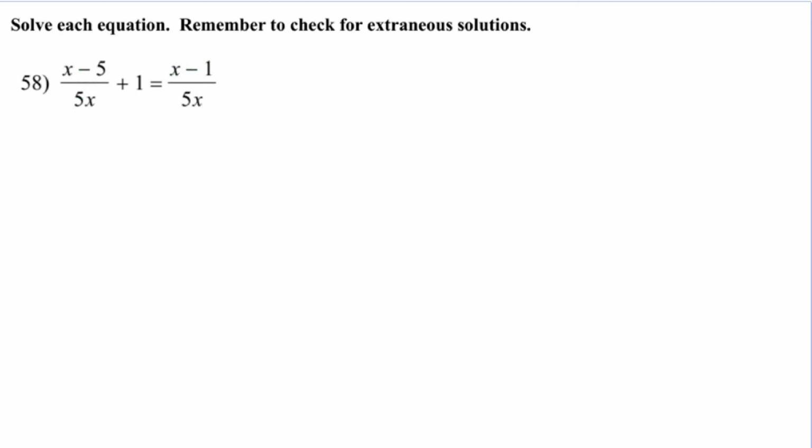And finally, our last one, we're going to multiply, this is like the last one, multiply by the least common denominator, which in this case is just 5x. This gets distributed to both terms. When multiplying by this first term, the 5x cancels, so we're left with x minus 5. Multiplying by the second term, 5x times 1 is 5x. Over on the right side, 5x times this thing, the 5x cancels, and we're left with x minus 1. Combine like terms, x plus 5x is 6x.